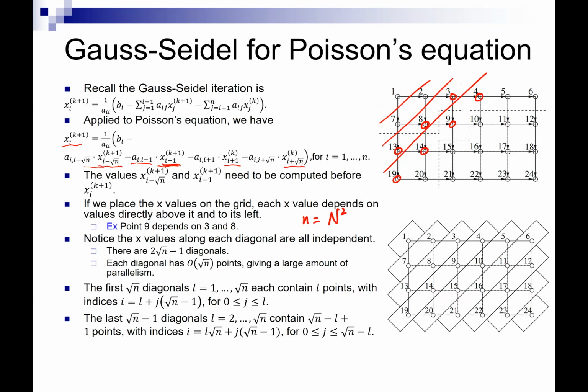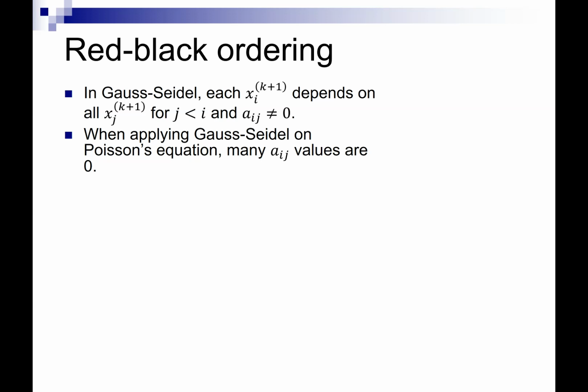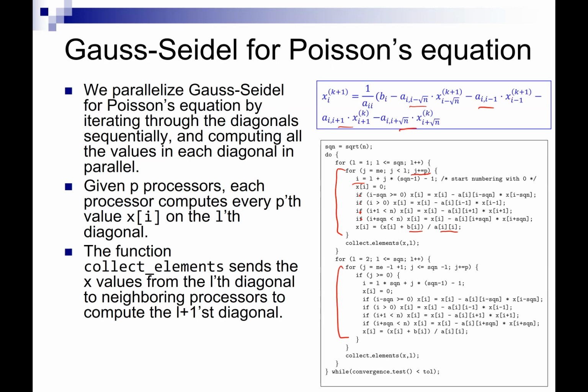So for example, over here, after you compute, let's say, this value, you need to distribute this to your neighbors so that they can use it for the next diagonal. So that's what's being done in this collect values, collect elements. And then we're going to repeat this process until everything converges. So that's what this thing over here is.